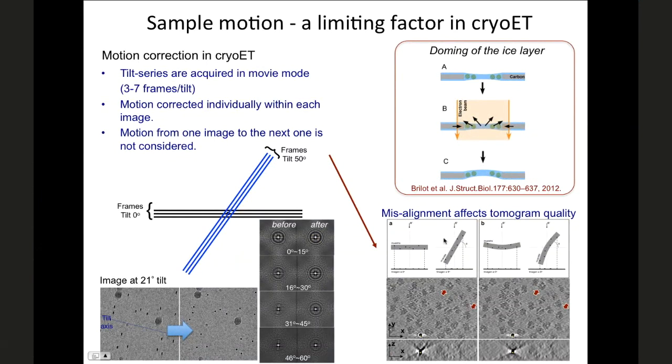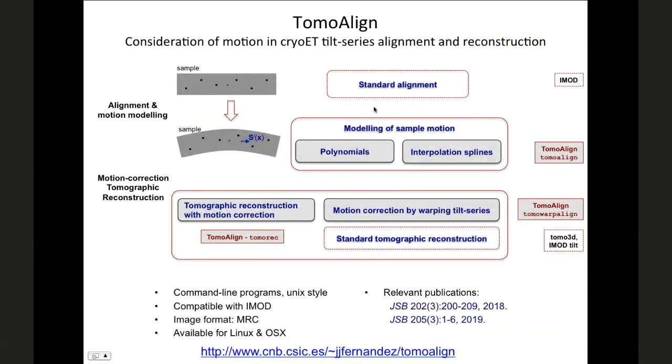So using the standard methods translates into local misalignment and deterioration of the tomogram quality, as is sometimes observed around the gold particles, and ultimately in loss of resolution. TomoAlign tries to address this problem and tries to improve or restore the quality of the tomogram by considering the sample motion during tilt series alignment and reconstruction.